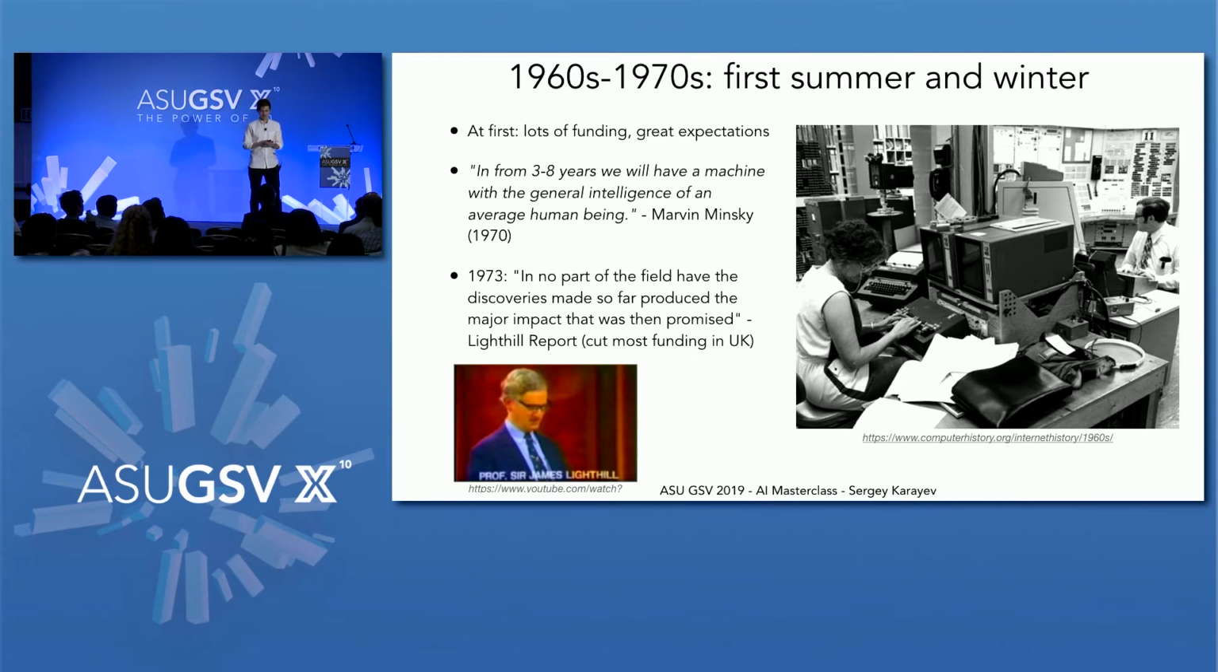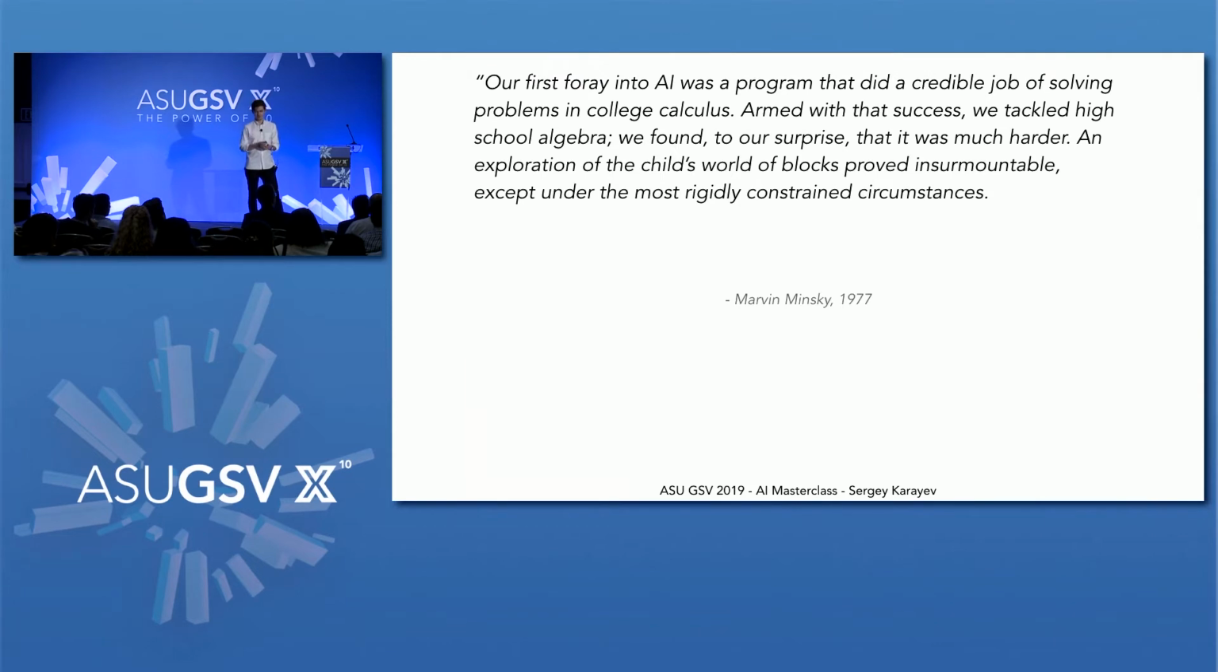And in 1973, there was a famous Lighthill report in the UK that basically said, hey, these are all lies. AI is impossible. Let's stop funding it. And that was the first AI winter. All funding kind of dried up for AI research.